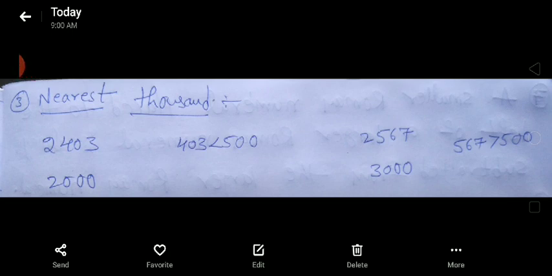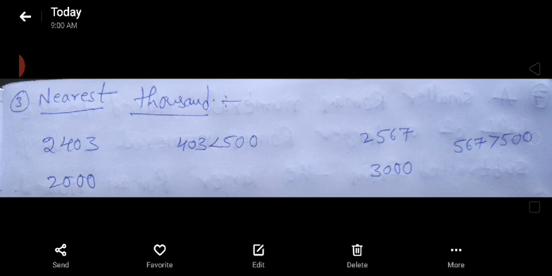So see the examples. 2403. Here we have to consider the three-digit number, that's why 403. 403 is less than 500, that's why it becomes 000 and the remaining digits stay the same, so it will become 2000.